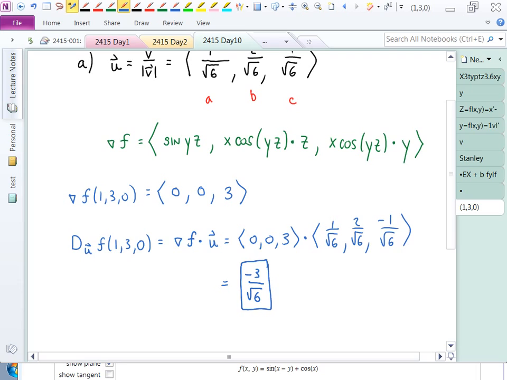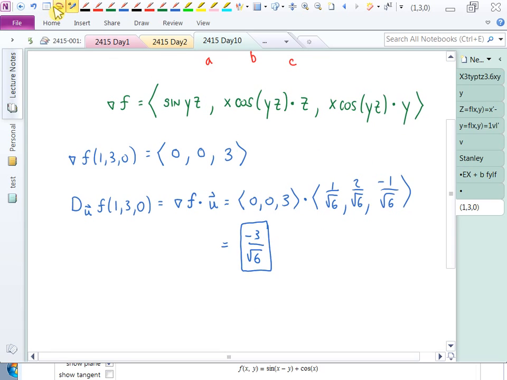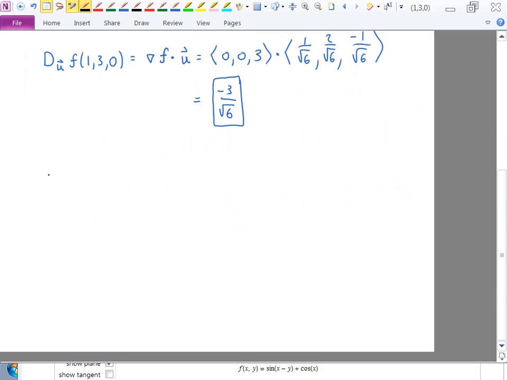But that's not the maximum rate of change that I would get. The maximum rate of change is the answer to part B. So for part B, how do I find my maximum rate of change? I need the magnitude of the gradient. Well, that's the magnitude of the vector 0, 0, 3, isn't it? I should say it's the magnitude of the gradient at the point 1, 3, 0. But that would be the magnitude of the vector 0, 0, 3, which would be 3.